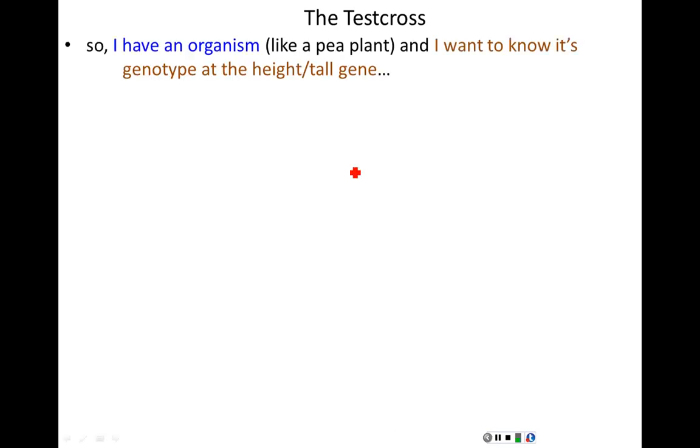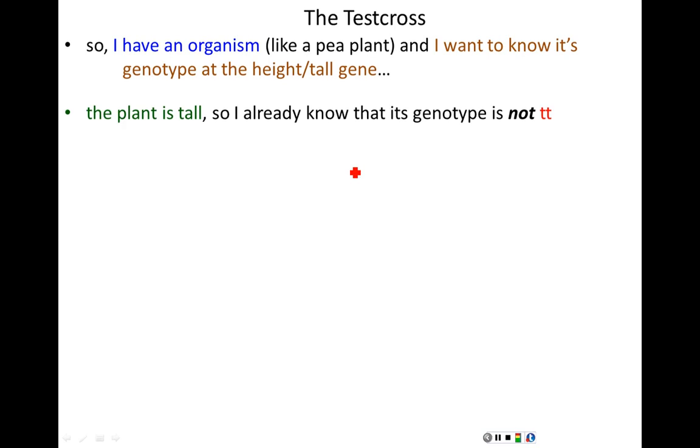We talked about test crosses or back crosses in the last lecture, but I want to review it here before we get into dihybrid crosses, because we're going to be doing a lot of test crosses from this point on. So I have an organism, we'll say it's a pea plant, doesn't really matter what it is, and I want to know its genotype at the height or tallness gene. I know the plant is tall. If it was short, it would have a homozygous recessive genotype, but it's not short. It's tall. So I already know a genotype it's not.